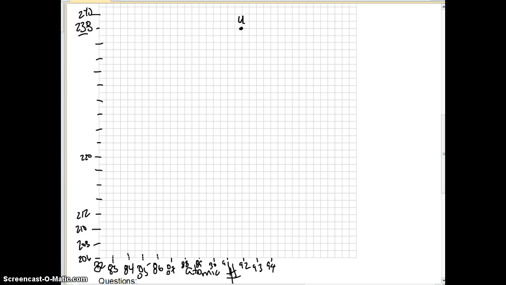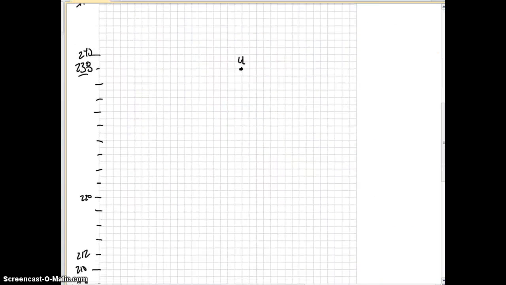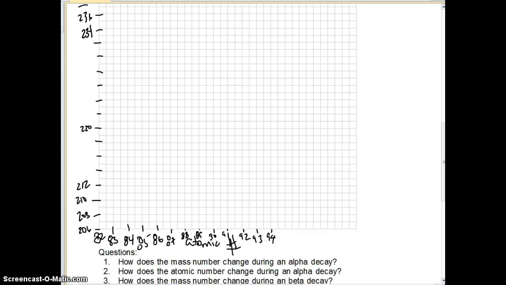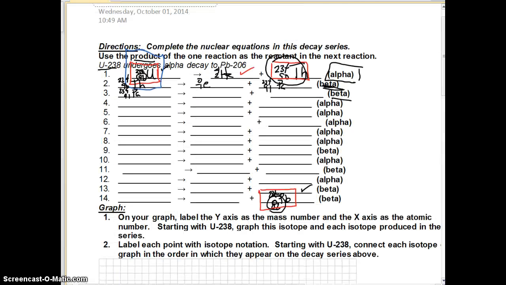just like that. So there's my 238, 92, and my next product was right here, which is going to be 234, 90, and so there's 238, 236, 234, and so 234 and 90 looks to be about right there, and that was Th. Okay, and now the rest of these guys, I'm just going to be graphing my products. These guys are going to be all the products right here, all the way down. That's what I'm going to be graphing.